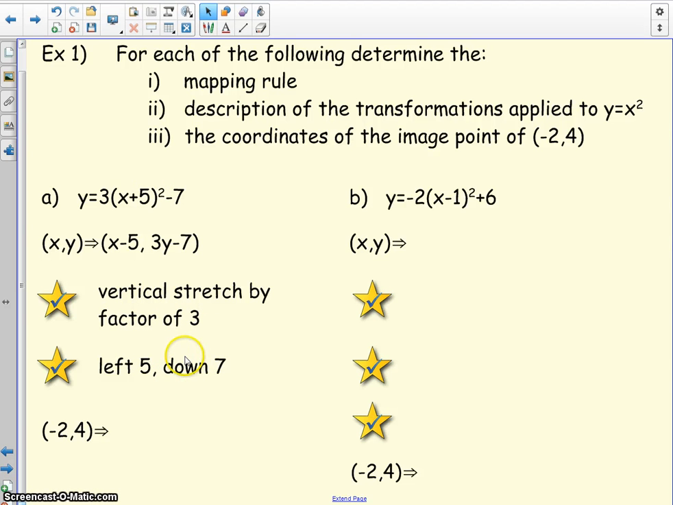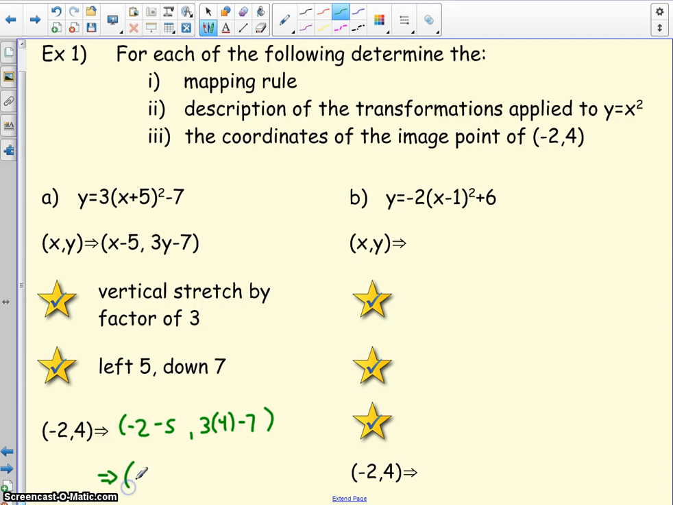If this helps you create the mapping rules, instead of getting it from the equation, feel free to do that as well. And again, to create the image point, what we're going to do is take the negative 2, 4, and put that in the mapping rule for x and y. So our mapping rule of x minus 5 is going to become negative 2 minus 5. 3y minus 7 will be 3 times 4 minus 7. I'm going to simplify that, and it tells me my image point is going to be negative 7, 5. So in theory, this will be a point that is on the equation y equals 3 bracket x plus 5 squared minus 7.